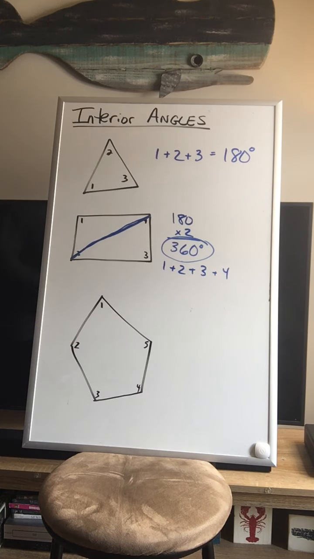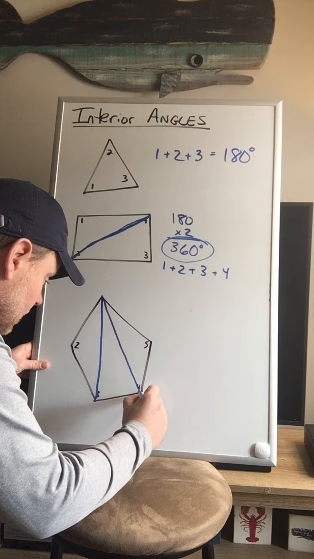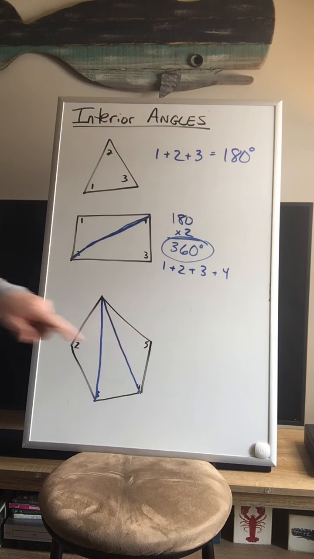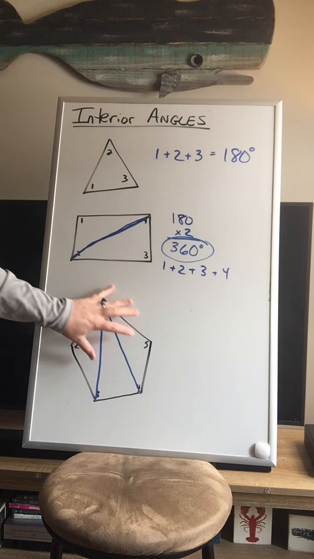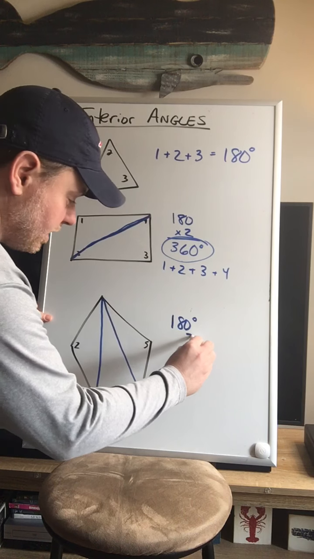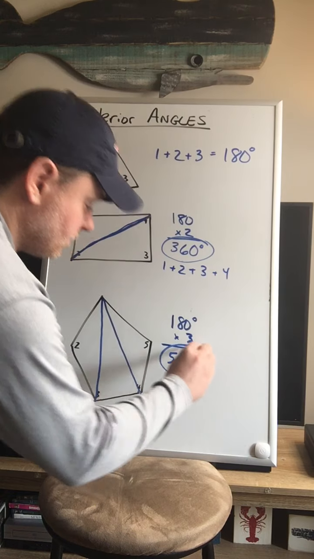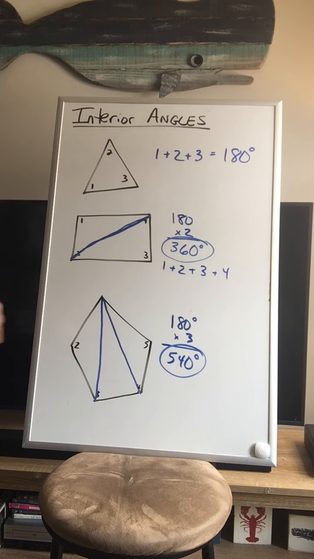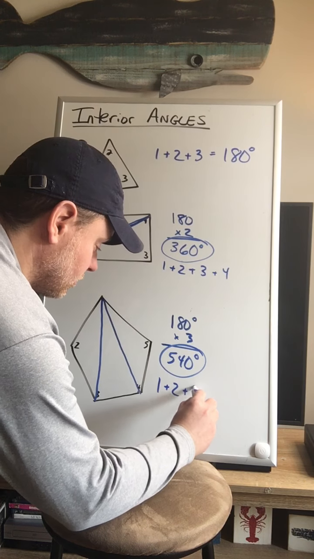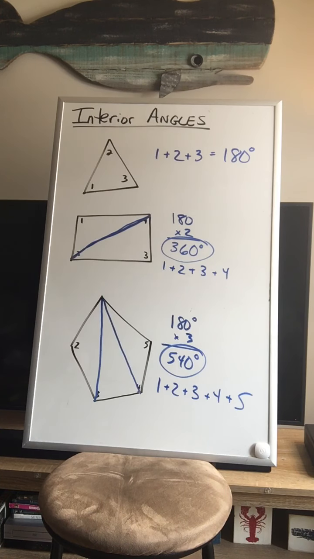If I have a pentagon and I try to draw some triangles inside that pentagon, I can actually fit 3 triangles within that pentagon. So for a pentagon, the total number of degrees, I'll have 180 degrees for each triangle, and there's 3 of them, so that's going to be 540 degrees. So angle 1 plus 2 plus 3 plus 4 plus 5 adds up to 540 degrees. Okay? So this is how we figure out how many degrees there are inside a polygon.